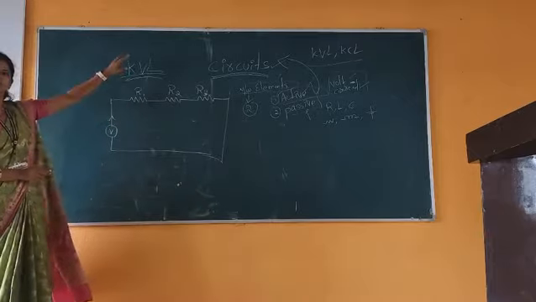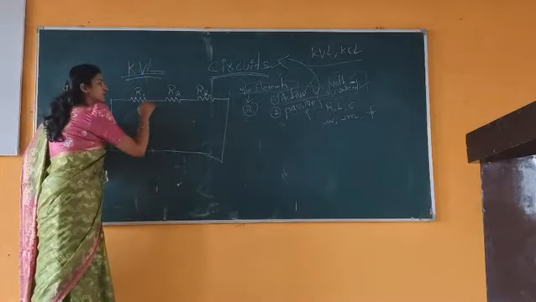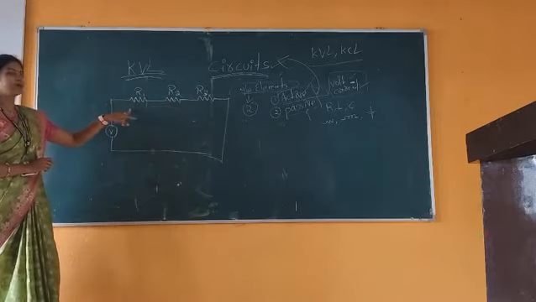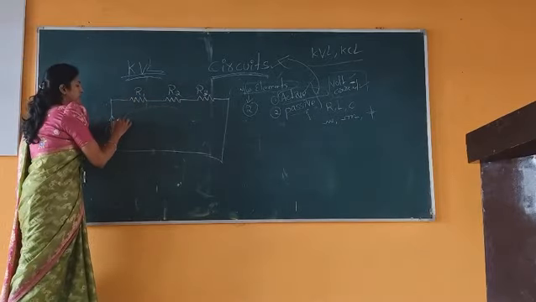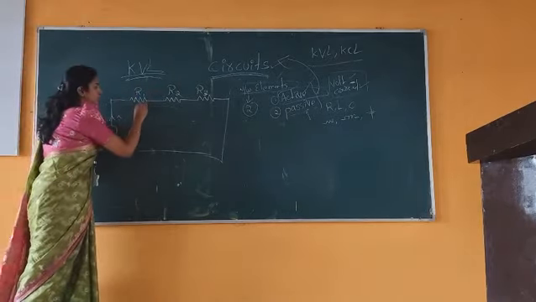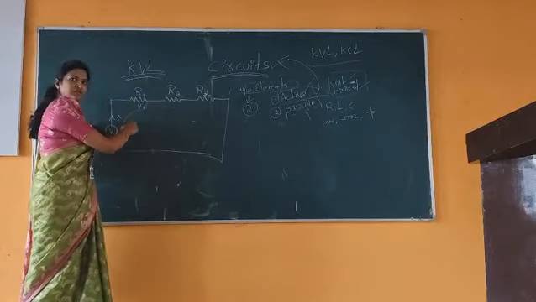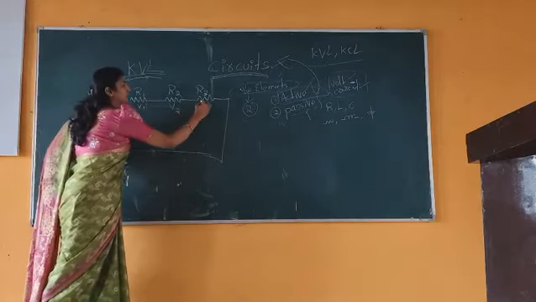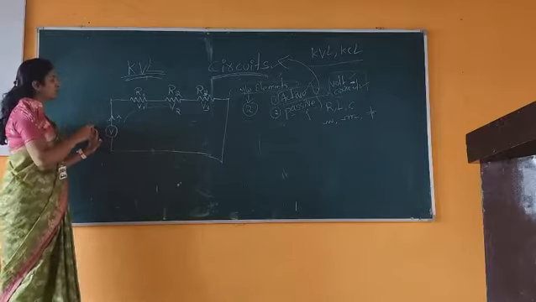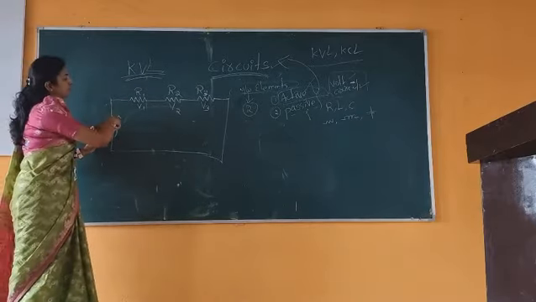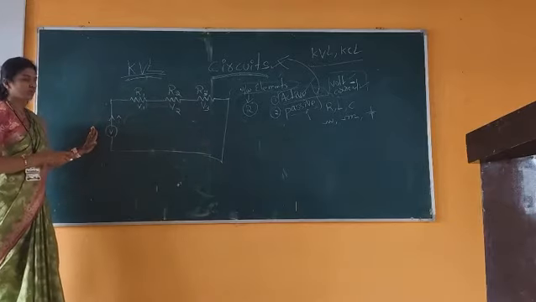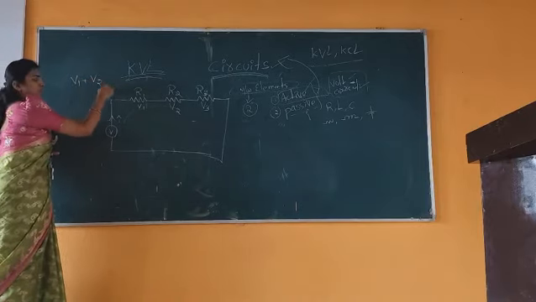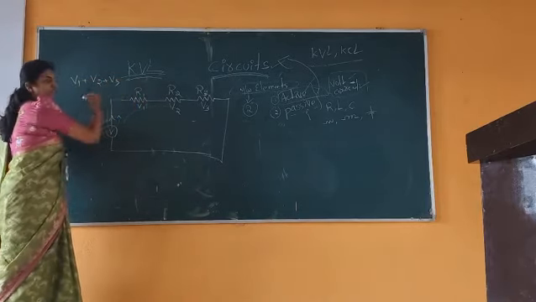According to the definition of KVL, the algebraic sum of voltages across the elements is equal to 0. When current passes through the resistor, there will be a voltage drop across R1, considering it as V1, the voltage drop across R2 as V2, and the voltage drop across R3 as V3. Now the algebraic sum of voltages: we have to add all the voltages in the circuit, so adding the voltages V1 plus V2 plus V3.